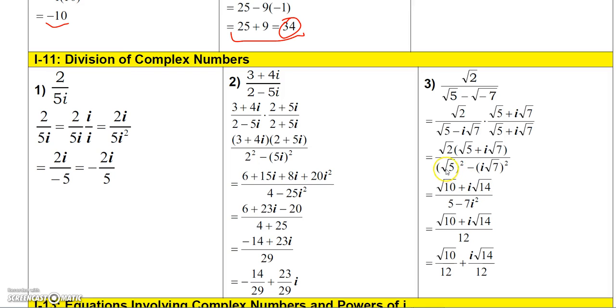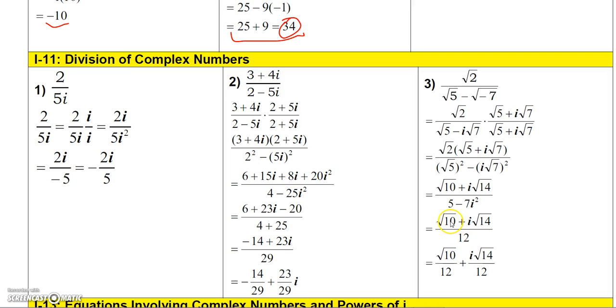And then on the bottom, when you square the square root of 5, you just get 5. And when you square the square root of 7, you just get 7. And then when you square i, you get i squared. So now the top is finished. I can't really do anything with that. That's just going to be square root of 10 plus i times square root of 14. But remember the bottom, i squared is negative 1. So really, this is going to be 5 minus 7 times negative 1, which is just 5 plus 7. So it's going to give me 12 for the denominator.